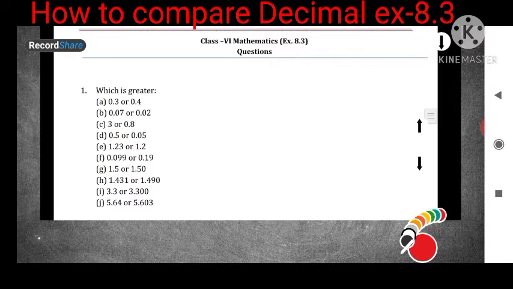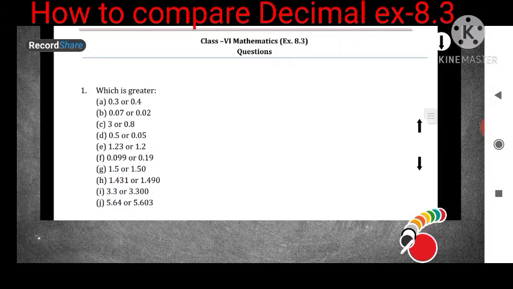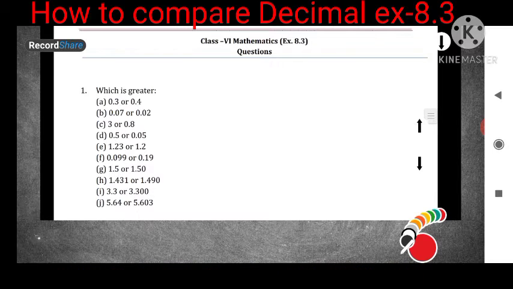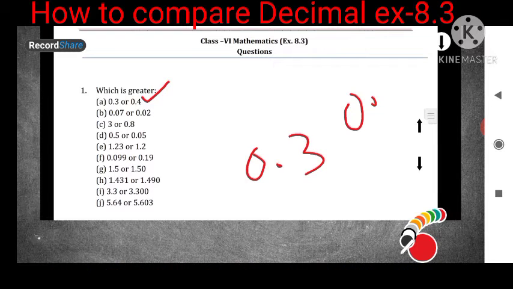So here I will explain exercise 8.3 question number 1, which is greater. Meaning, if the number is in decimal, how do we compare a decimal number? Now the first one is given: 0.3 and 0.4. Okay, in decimal it is very simple.